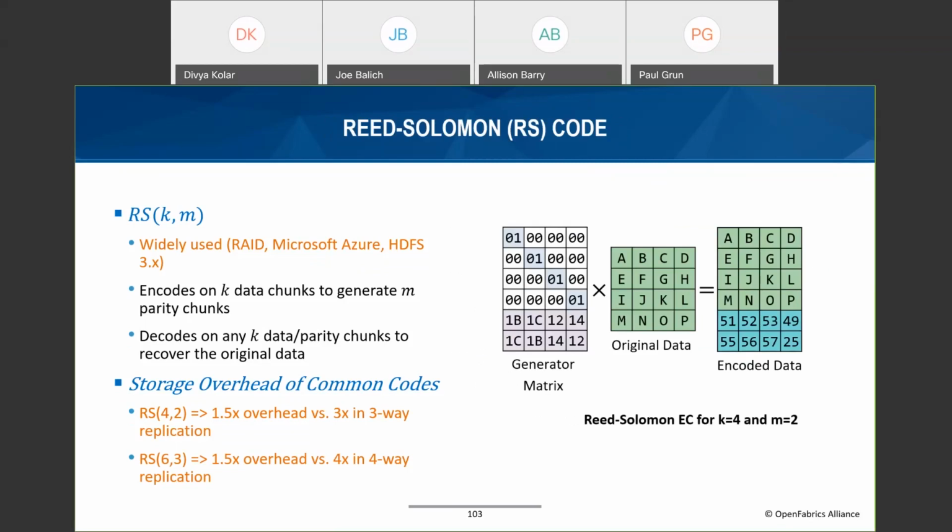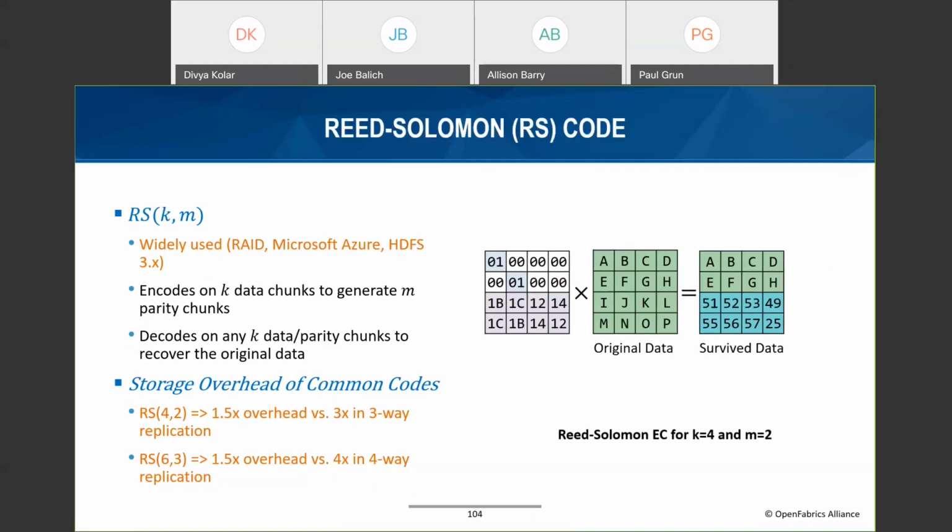Now suppose 2 data chunks are corrupt. In this case, we also remove the 2 corresponding rows in the generator matrix. Then this equation still holds, right? So the left side for the remaining part still equals the right side. At this time, this is the survived data, right? Now we multiply the inverse matrix of the remaining generator matrix on both sides.